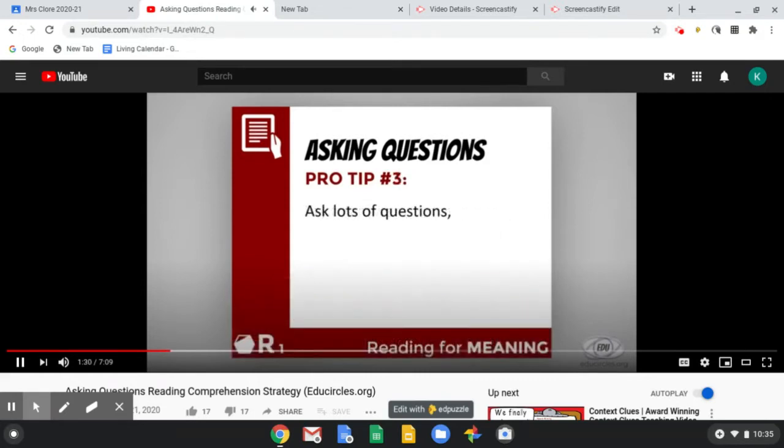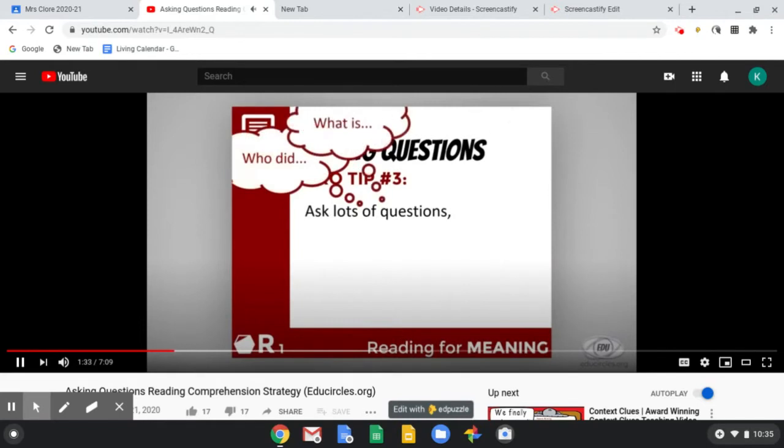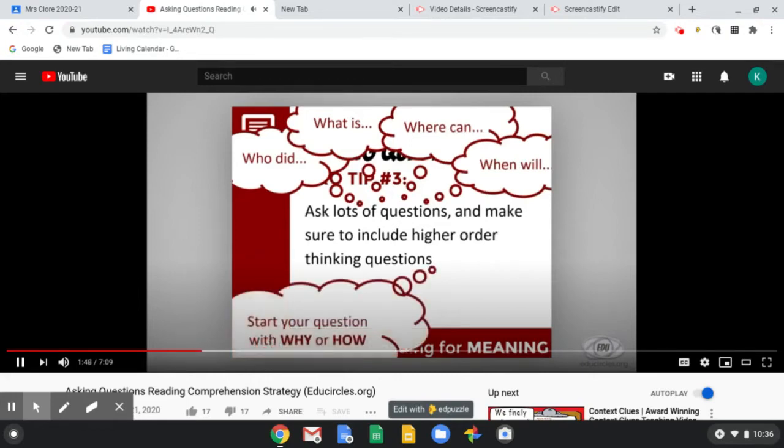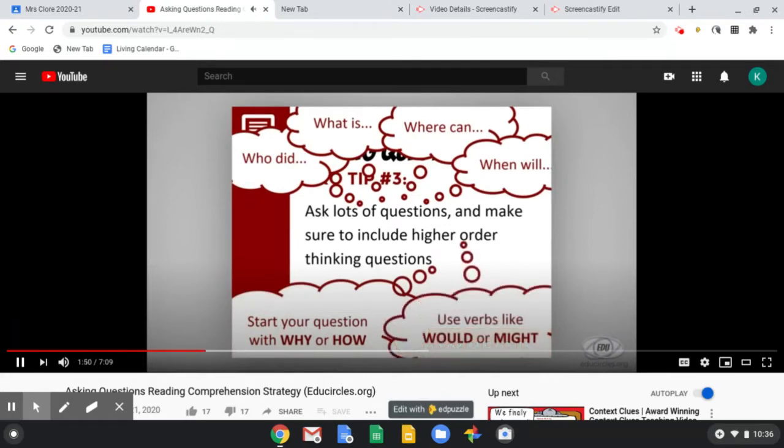Pro tip number 3, ask lots of questions as you read and make sure to include higher order thinking questions. Higher order thinking involves things like analyzing or evaluating or creating new ideas. One way to ask higher order thinking questions would be to start your question with why or how and to use verbs like would or might. So, if you ask, how would this help the villagers? It might help you analyze and break down an idea into multiple parts and reasons.